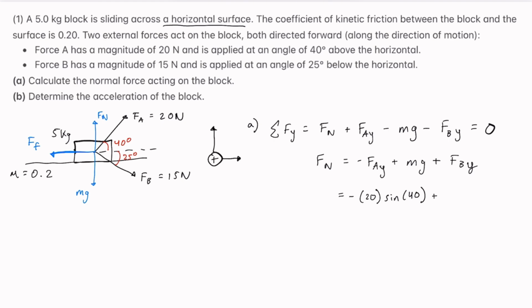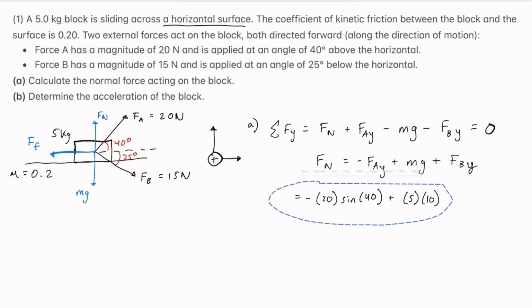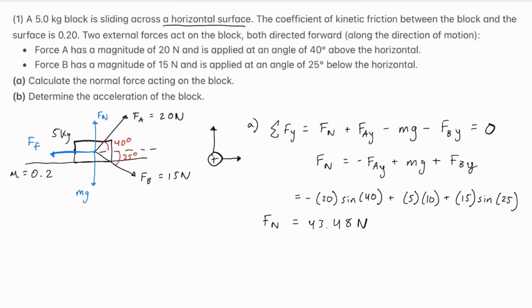We add our mg, which is simply 5 times 10 meters per second squared. And for Fby, we'll add the magnitude, which is 15, times sine of 25. Adding this all together, we get 43.48 newtons for Fn.